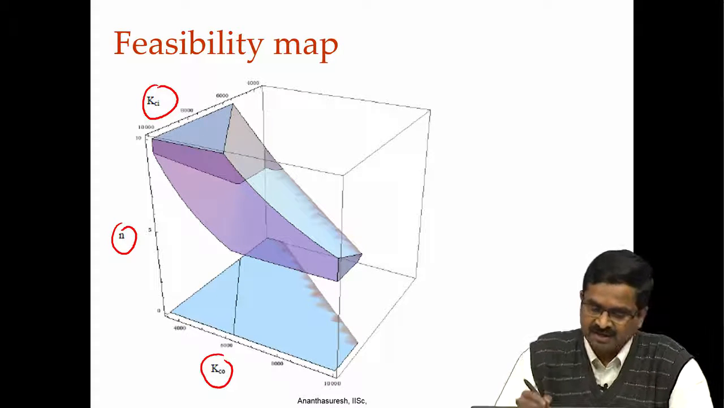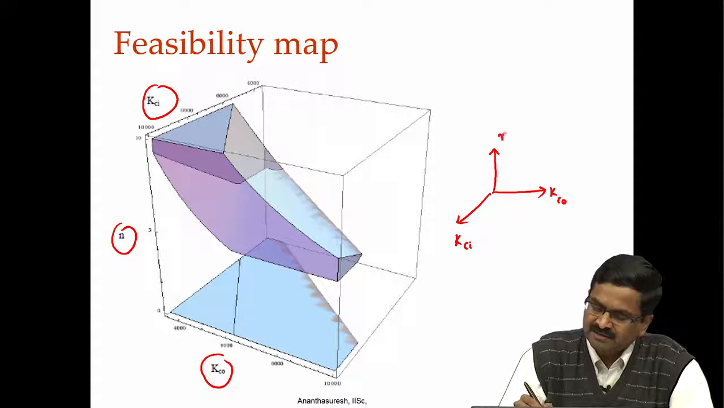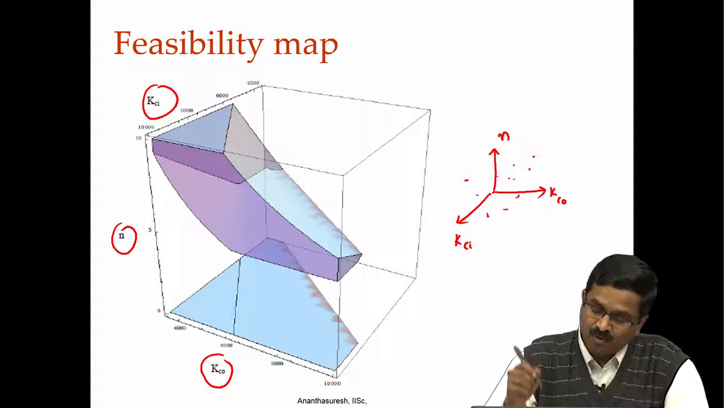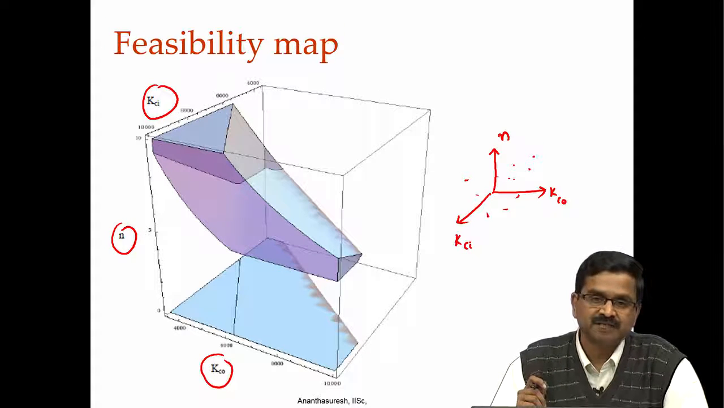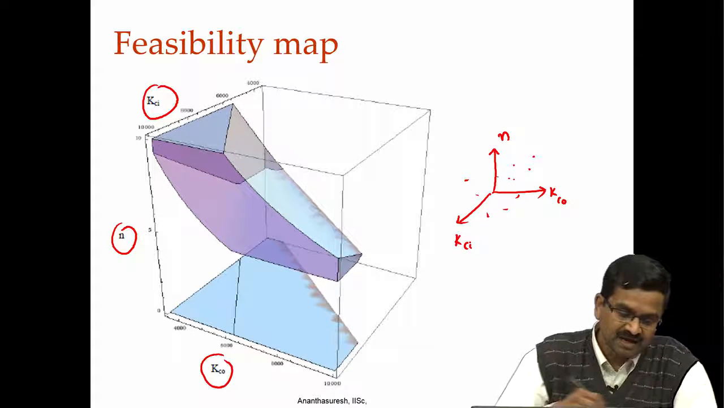that if I have the 3 axes, right, let us say this is KCI here and KCO and N, these are the 3 parameters. So, there will be a bunch of points, right. You can take a lot of them, only some of them will be satisfying our equations and the inequalities. We need to find that, and that is shown here.